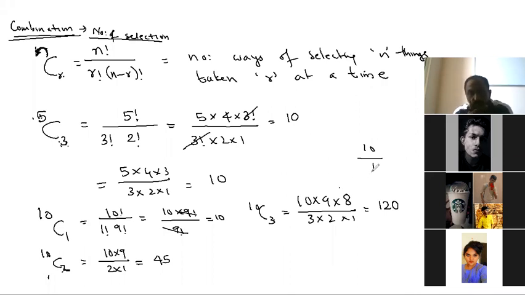I hope everybody understood the calculation. Tell me the meaning of 5C3 is 10. It is the number of ways of selecting 5 people, 3 at a time: 10 ways you can select. 10C2 is selecting 10 people, 2 at a time: 45 ways you can select. 10 people taken 3 at a time, 120 ways you can do it. Understood, everybody? Yes, sir.